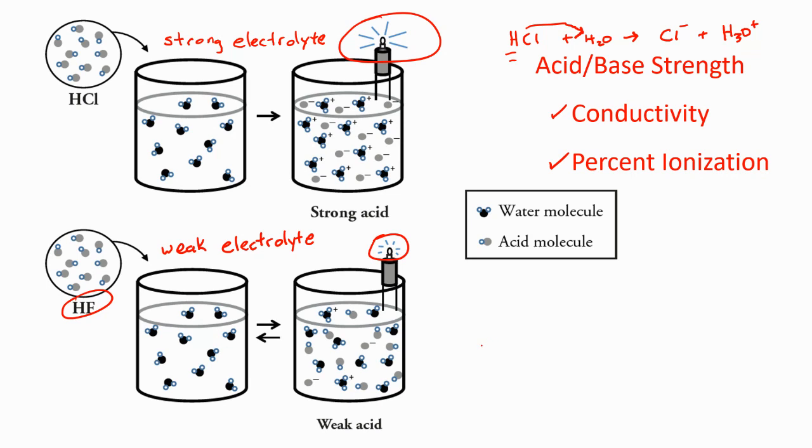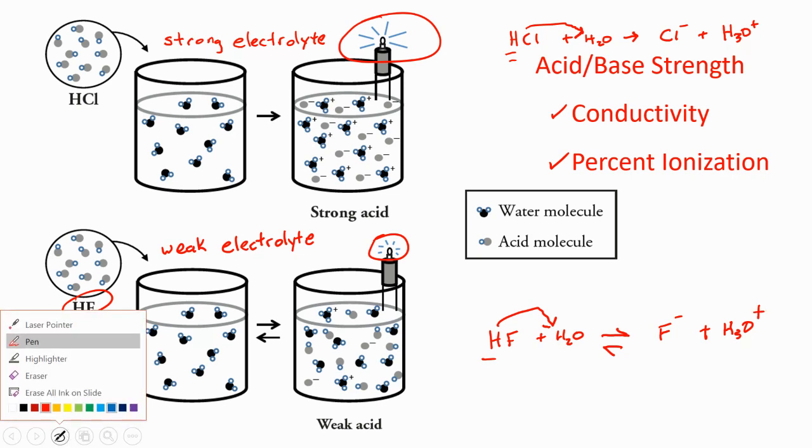At the same time, if I look at HF, it does the same exact thing, seemingly. HF, you put it into water. Water is, in this case, a Bronsted-Lowry base. Hydrogen from HF goes to H2O, and we produce F minus and H3O plus. At first glance, they don't look to be any different at all. But look in the beakers here.